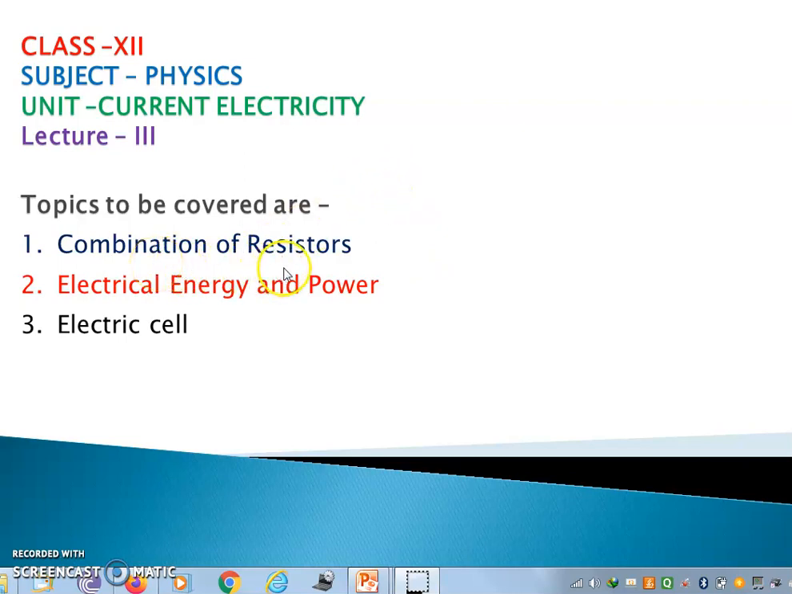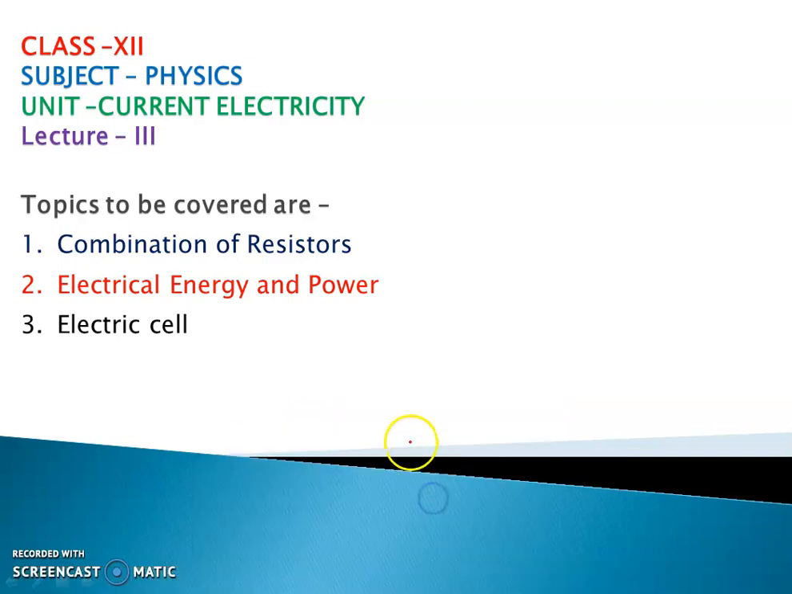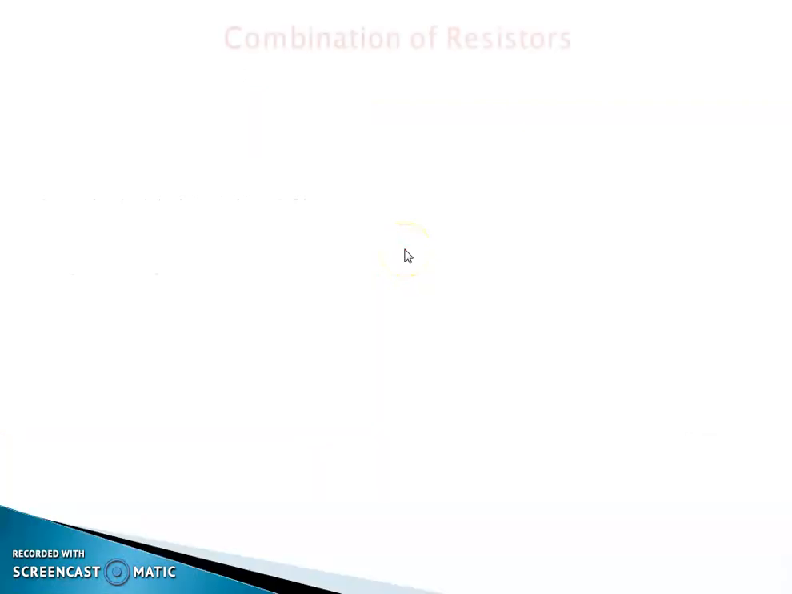Today we are going to discuss combination of resistors, electrical energy and electric power, electric cell. These topics are taken from our unit number 2, current electricity. Right now, combination of resistors. A resistor is a device which offers resistance. Now, why do we need combination?